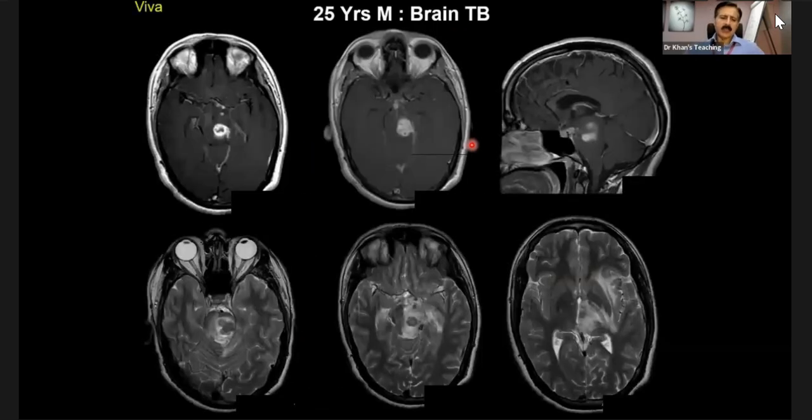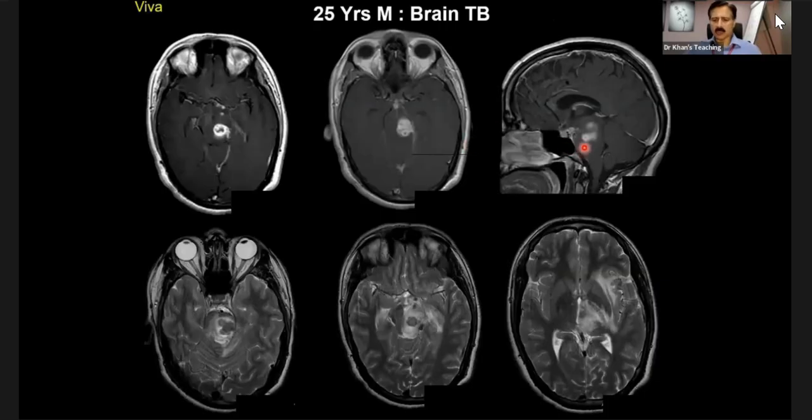So TB meningitis, of course, the route of entry is usually through the CSF. So it is a basal meningitis. But there is a concept of hematogenous spread also. So the radiological features which can be seen include signs of basal meningitis.